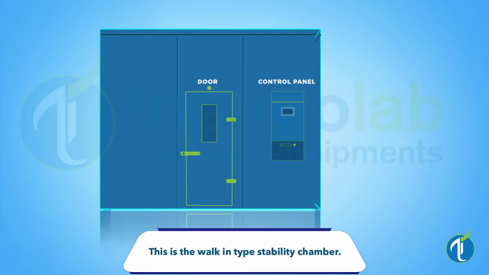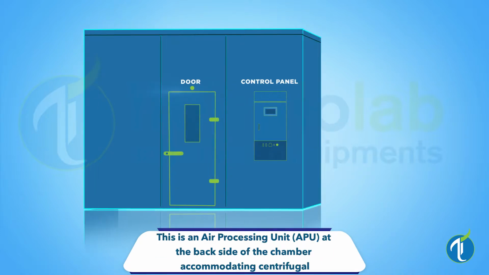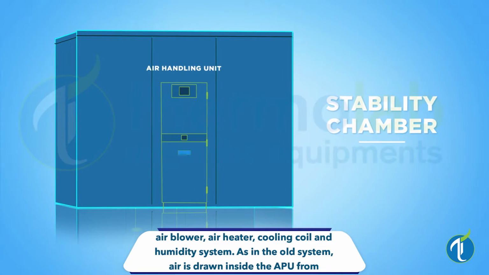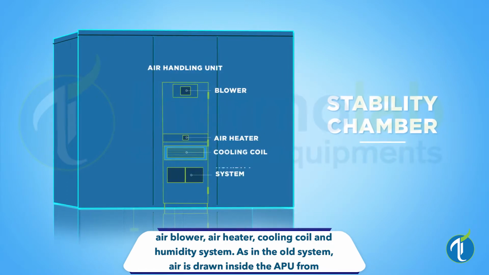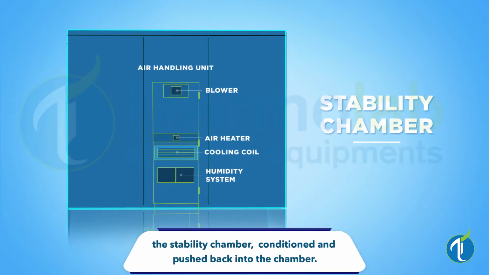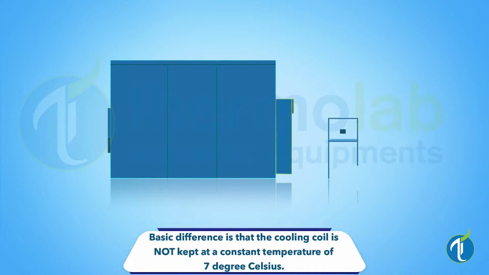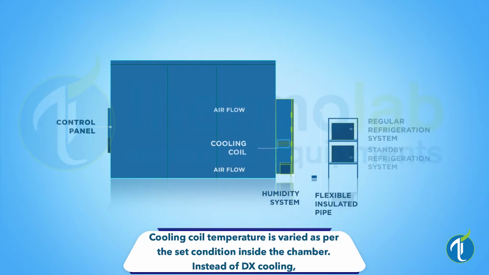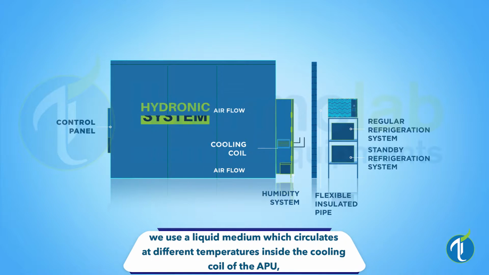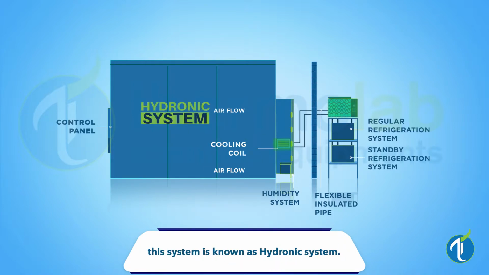This is the walk-in type stability chamber. This is an air handling unit in the back side of the chamber consisting of a blower, an air heater, a cooling coil and a humidity system. Same as earlier, air is drawn inside the conditioning unit, conditioned and thrown out. We control the temperature of the chamber with the help of a chilled water refrigerator system known as the hydronic system.